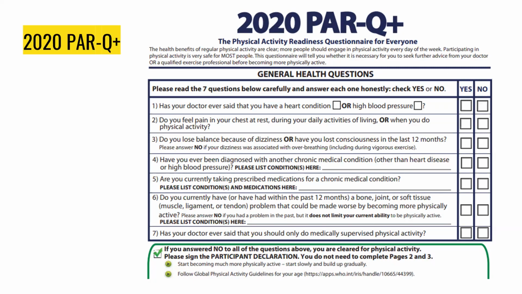This is a screenshot of the first page, but there's more, right? It's up to 3 pages. If you answer no to the first 7, that's it. You can stop there. You don't need to fill out the other pages. But if you do check yes to any of those, then you must answer pages 2 and 3.